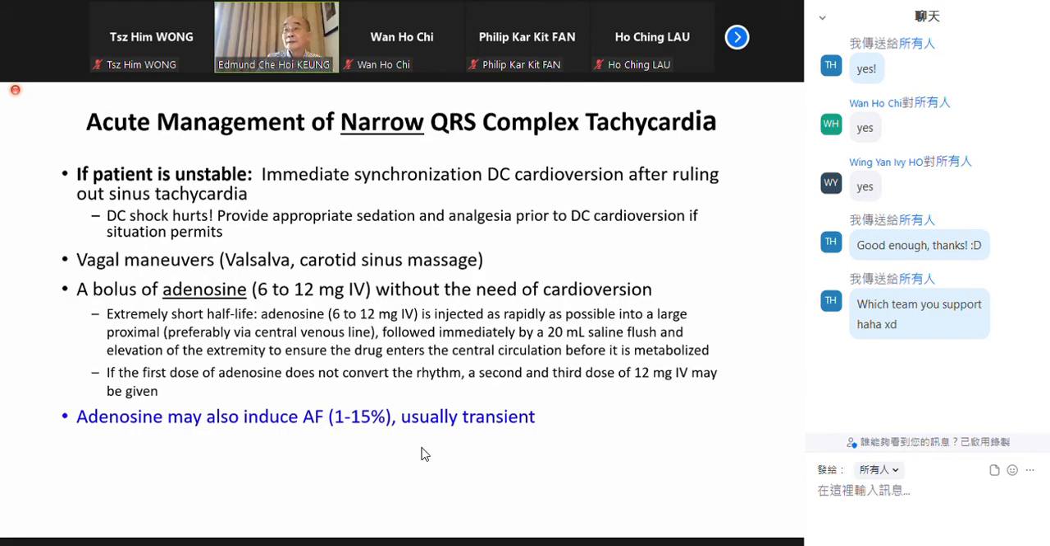Now, narrow complex. This you come across more often. If the patient is unstable, of course, you shock the patient. Carotid sinus massage will help with the diagnosis. Adenosine definitely is very helpful. Sometimes, again, it's what we call an abundance of caution. Maybe I should include this: it may induce AF. Small percentage, very transient. And in a narrow complex, nothing to worry about. I just want you to know that it could happen.